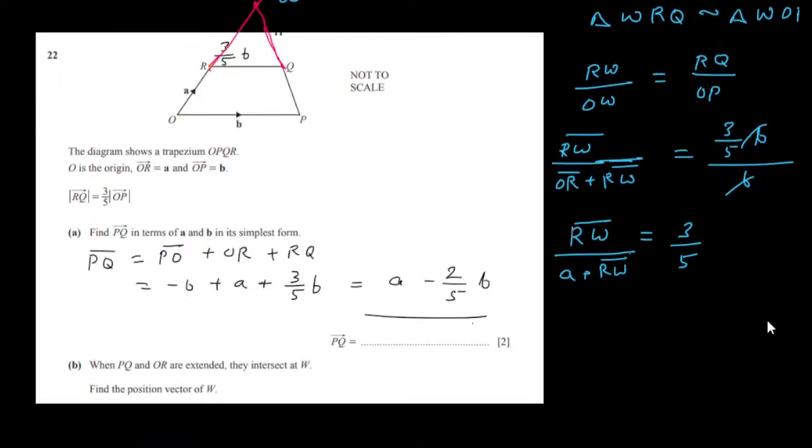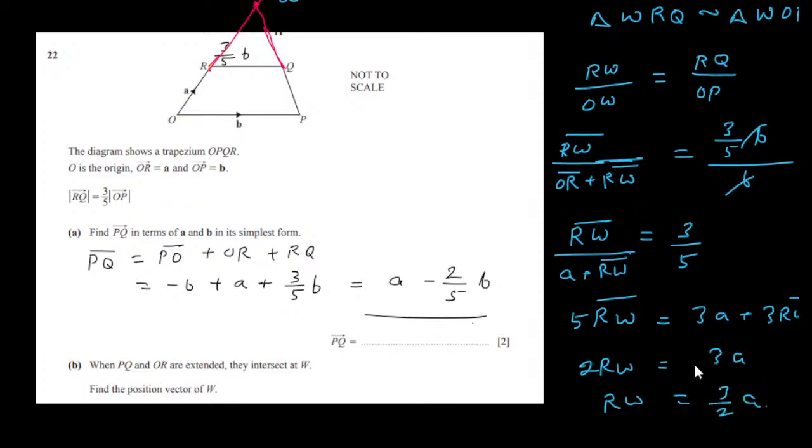Then I will cross multiply. So here I will get 5 times RW is equal to 3 times A plus 3 times RW. So 2 times RW will be 3 times A. Therefore RW is 3 divided by 2A. I got the value of RW.